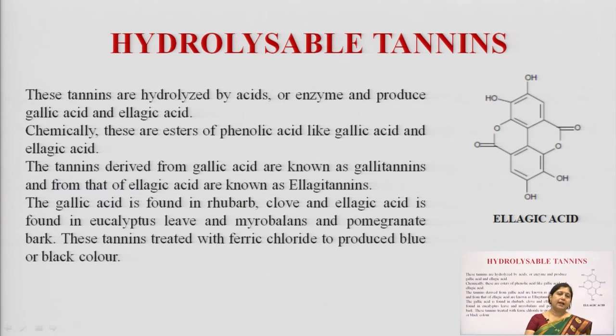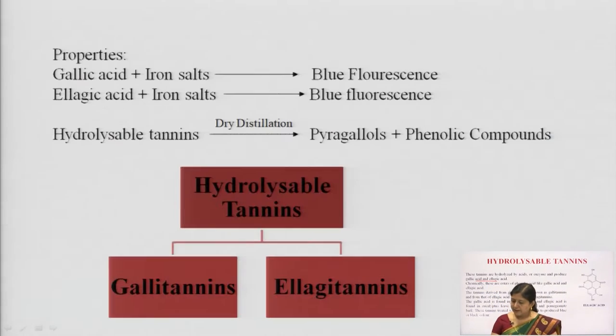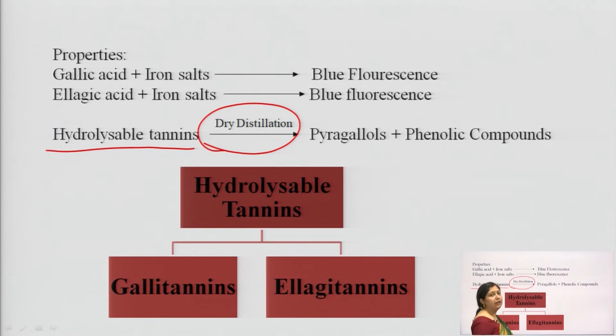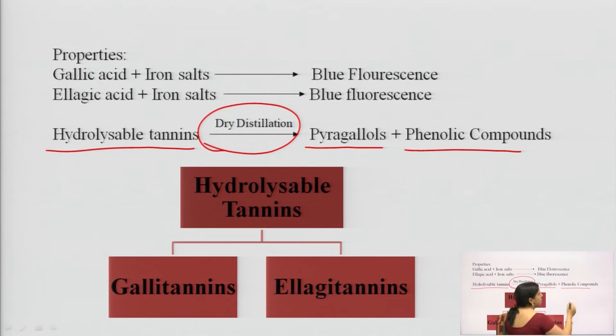Now, we come to the next classification of the true tannins. They are classified as hydrolyzable tannins, condensed tannins and complex tannins. We will discuss the hydrolyzable tannins first. These tannins are hydrolyzed by acids or enzymes and can produce gallic acid or ellagic acid. I will show you this reaction. If we take the hydrolyzable tannins and perform dry distillation, which means we are just heating it without condensing it like we normally do in distillation, there is no use of water. If we get pyrogallols and phenolic compounds, then we call it a hydrolyzable tannin.